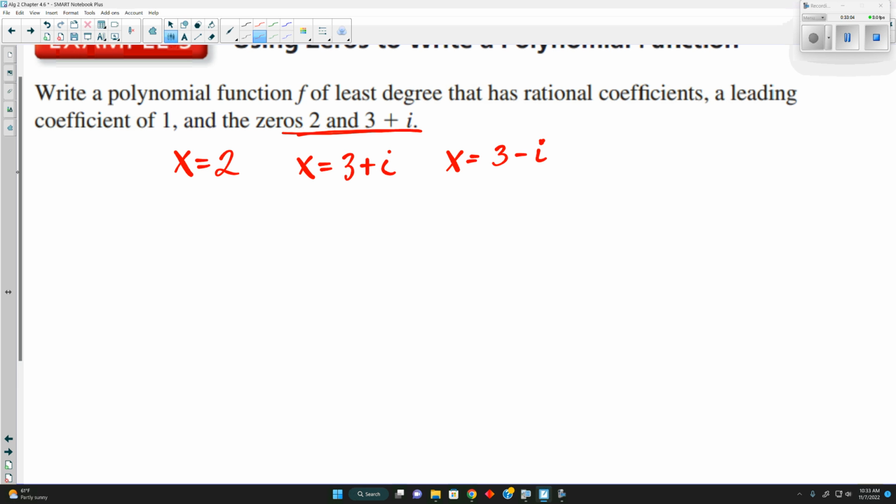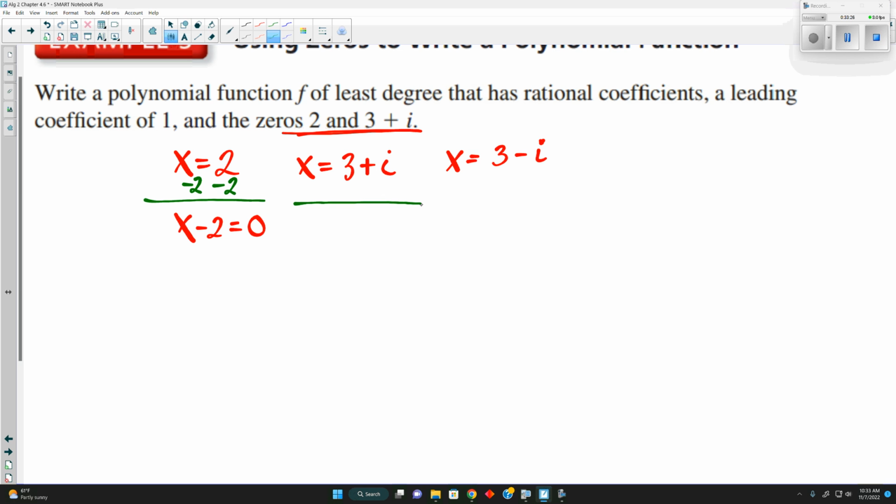Now we need to solve for these here. So here we can subtract 2 from both sides. Minus x minus 2 is equal to 0. Because we got it equal to 0 already, that's all we have to do.